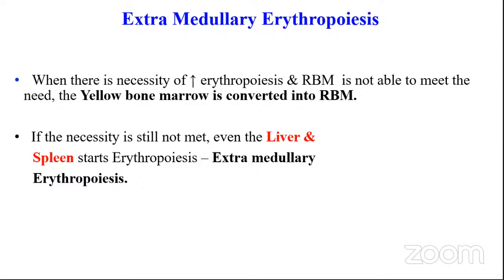Hemopoiesis in the liver and spleen is physiological during intrauterine life. However, hemopoiesis in these organs after birth is considered abnormal.